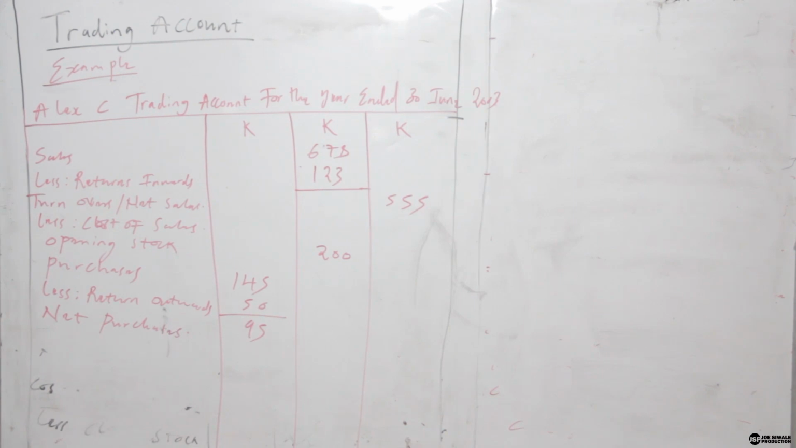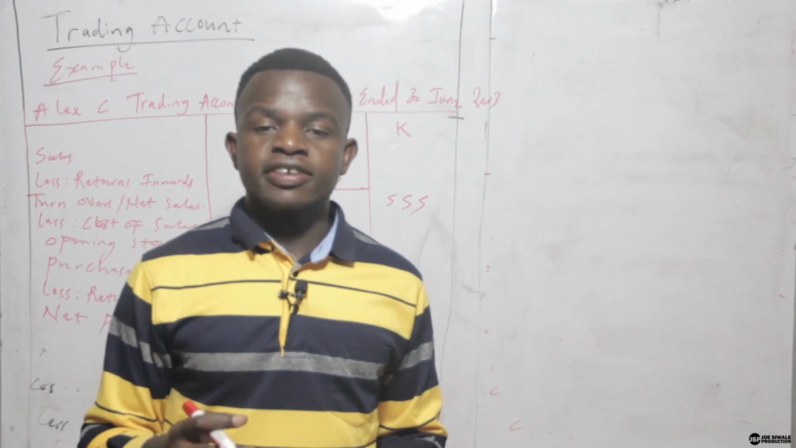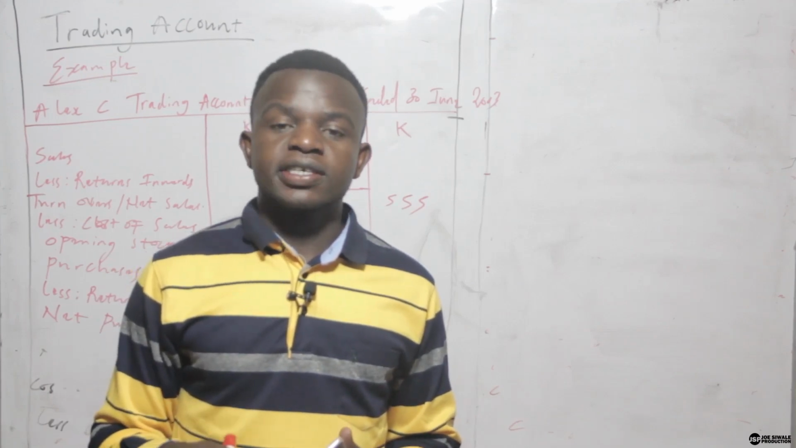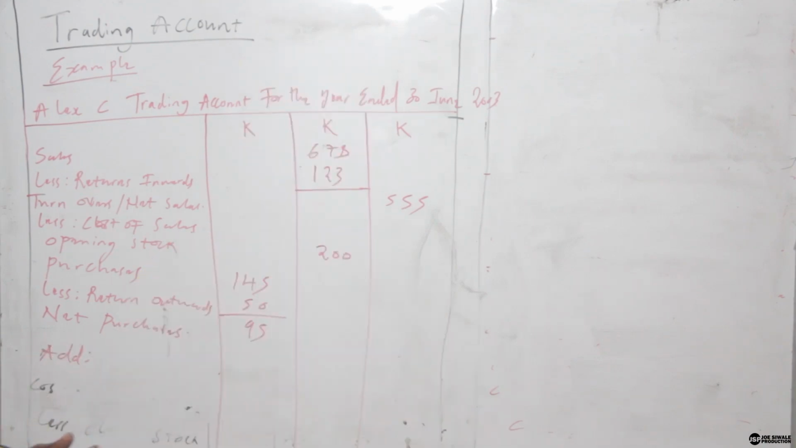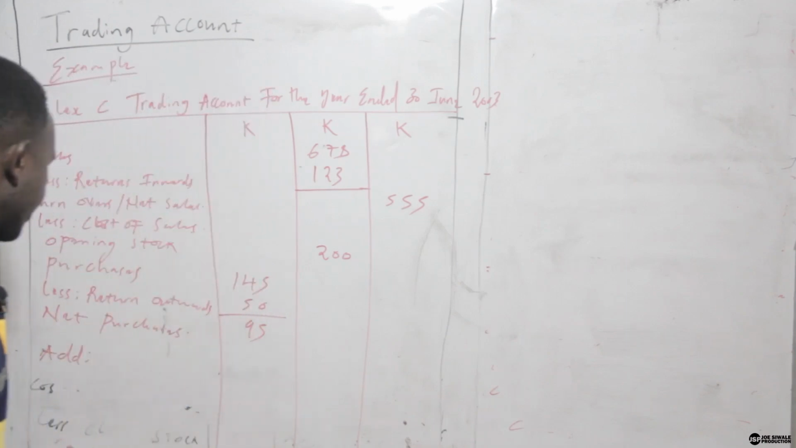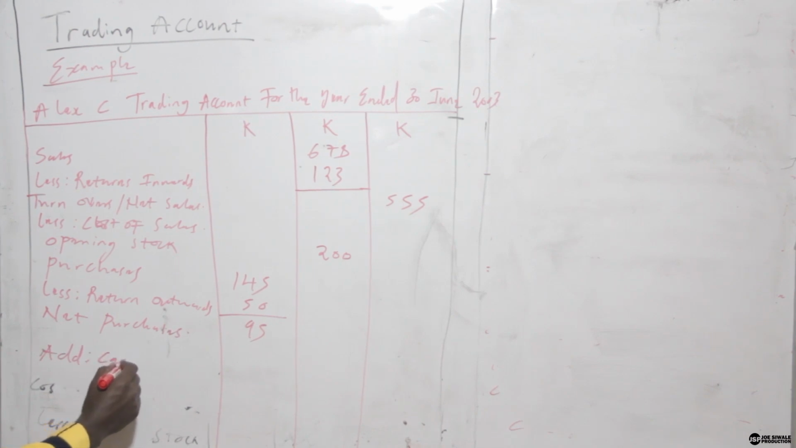And since we have calculated our net purchases, now we are supposed to identify the direct expenses. Examples of direct expenses are carriage inwards and wages. Since in our question we only have carriage inwards, that means we're going to add carriage inwards. We don't have wages.